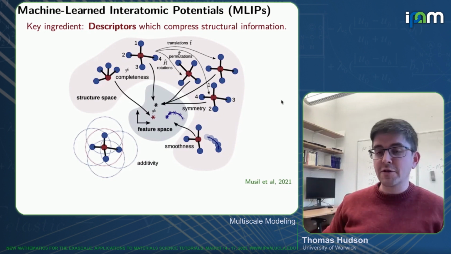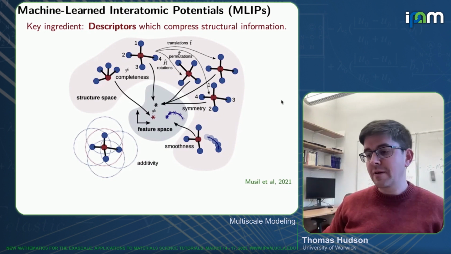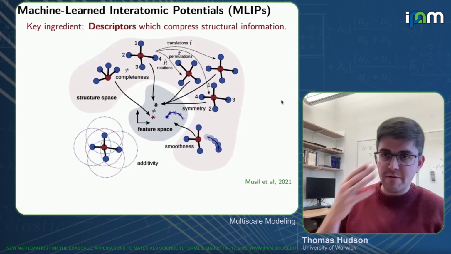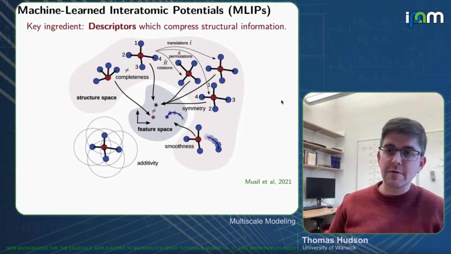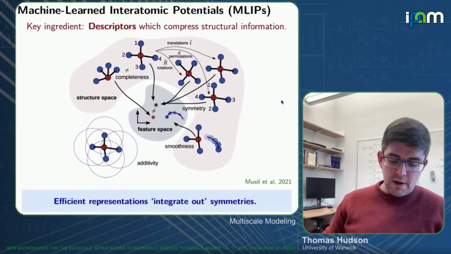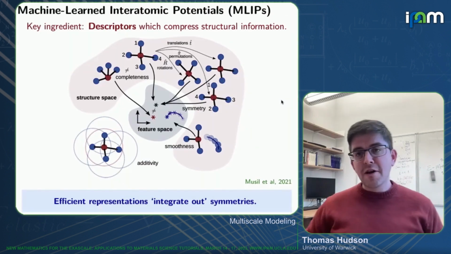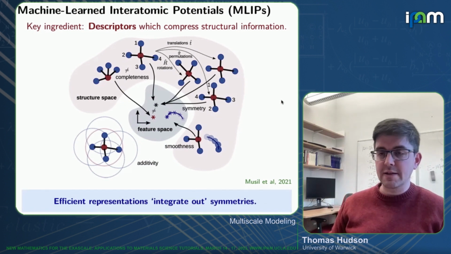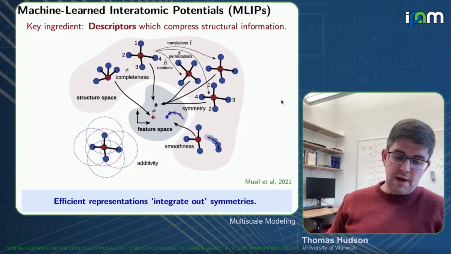But like I say, the SOAP descriptor that's used, for example, is one where these symmetries are effectively integrated out, which allows us to reduce information by integrating out translation and rotation invariance. But I guess the take-home message here is that efficient representations of the interatomic nuclei integrate out symmetries, and that's sort of the key to their success, I think, in part.